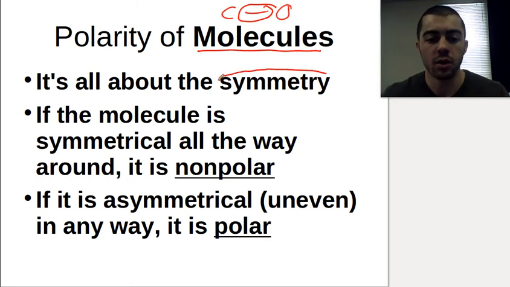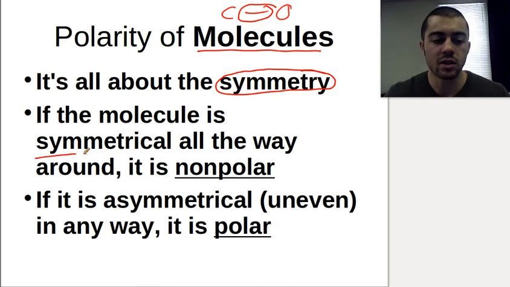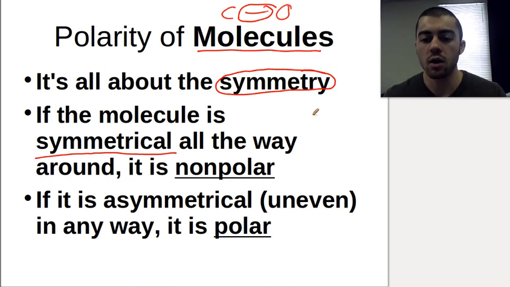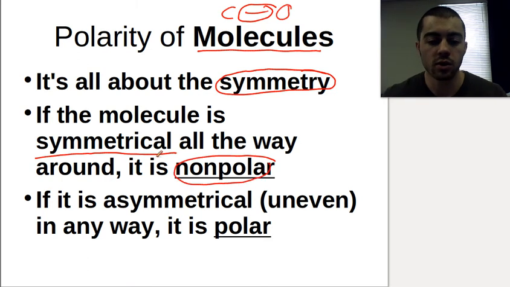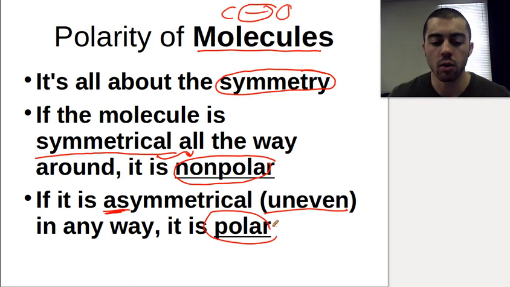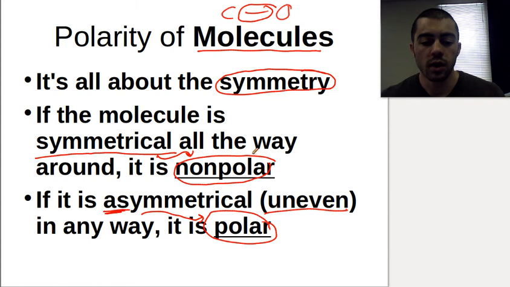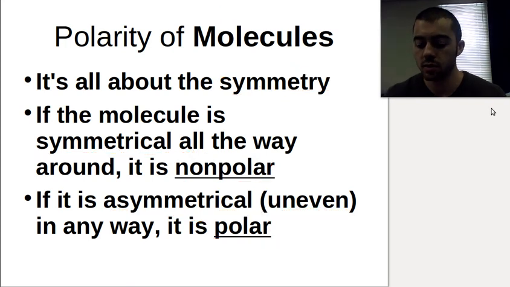So the key with the polarity of molecules is to look at the symmetry of the molecule. If the molecule is symmetrical all the way around, that means it's all even all the way around, there's no uneven distribution of elements or charge, that makes it nonpolar. So symmetrical is nonpolar. If it's asymmetrical, meaning not symmetrical, if it's uneven in any way, that makes it polar. So asymmetrical is polar.